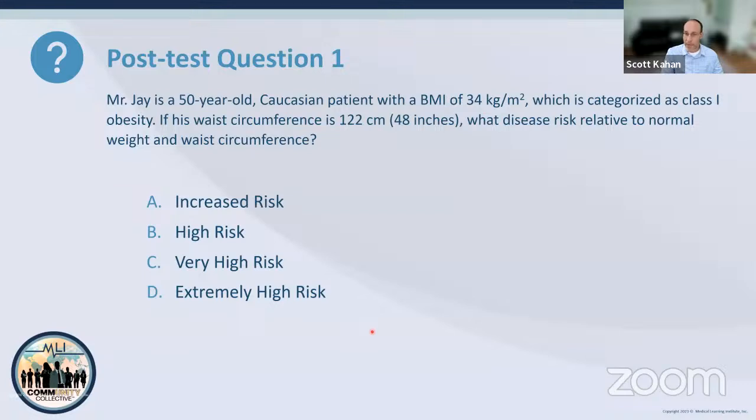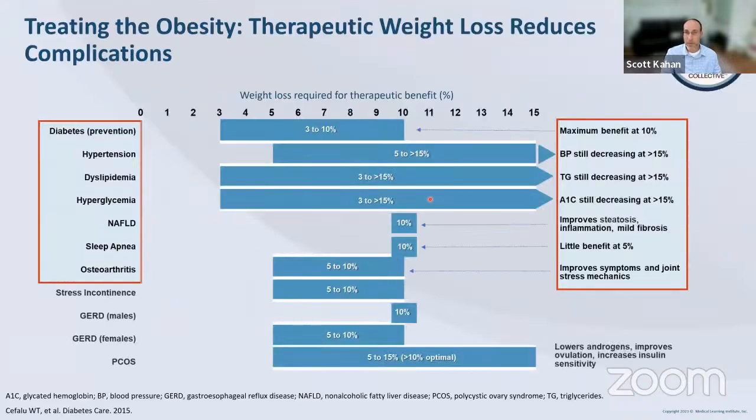So it would be very high risk given the high waist circumference. I realize they all sort of sound similar, but again, the important point here is that he's at high risk because he's carrying around a lot of weight. He's at even higher risk because a lot of that weight is centrally located. And so we're going to keep going.